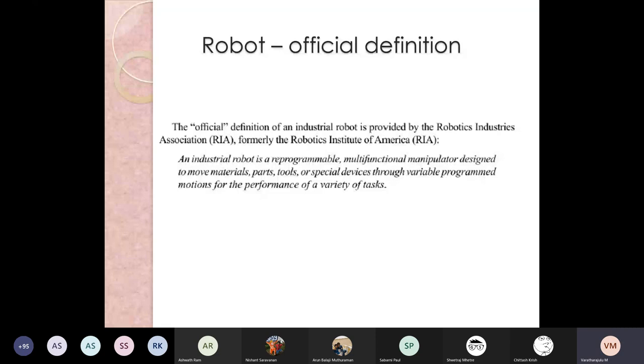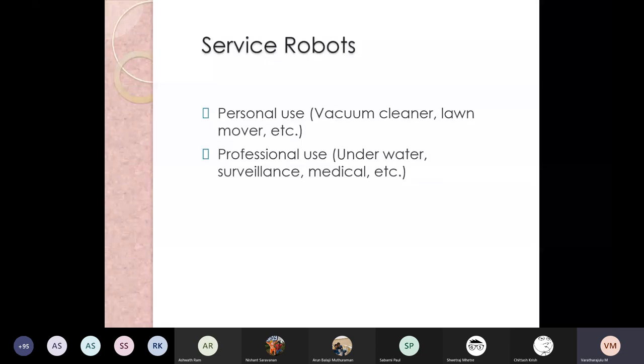And see the service robot. We have vacuum cleaners and lawn mowers, and for certain tasks underwater, surveillance, and medical, we have professional-use robots also. And see some typical examples or classifications of robots: manipulator, legged robot, wheeled robot, autonomous underwater vehicle, and unmanned aerial vehicle.